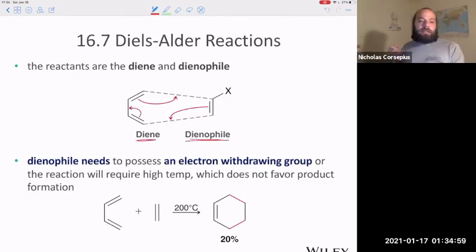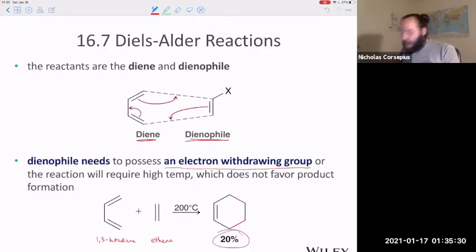We're going to talk about what makes a good dienophile. It needs to have an electron withdrawing group. Otherwise, it requires too high temperatures, which leads to a really poor yield. So we can have this very simple reaction between 1,3-butadiene and ethene. The only problem is that it's going to require high temperatures, which actually favors the reverse reaction. So the max yield that we're going to get is something like 20%, which isn't nothing, but it's not great.